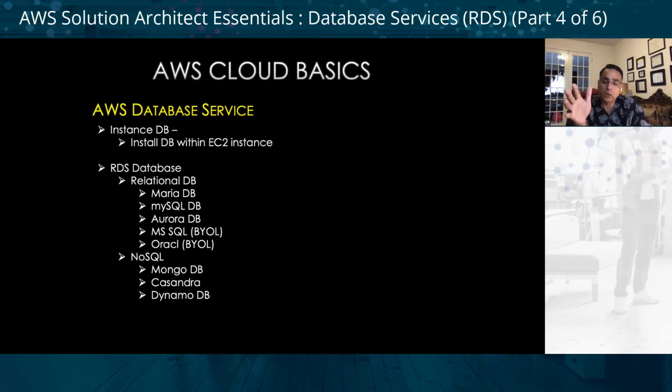MariaDB, MySQL, and Aurora are pretty well-known databases, especially MariaDB and Aurora, because Amazon has fine-tuned those databases and hosted them for performance in their own environment. So we use MariaDB quite a bit here at QuickStart.